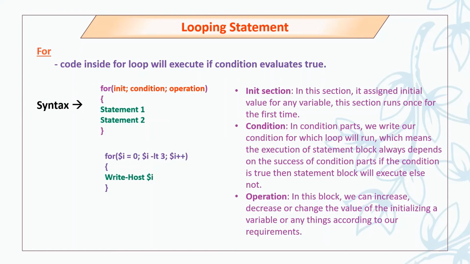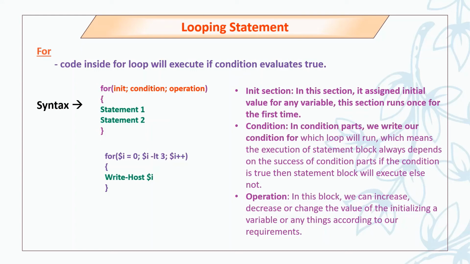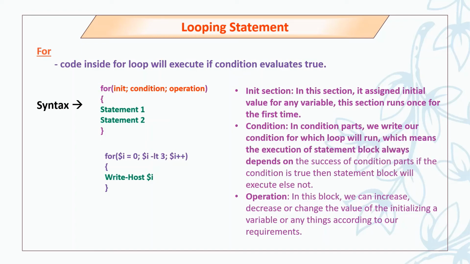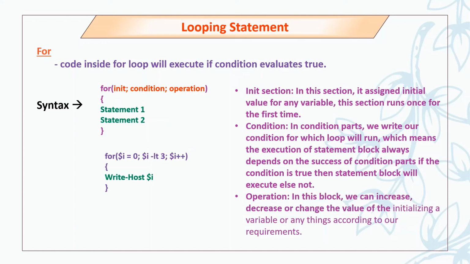Next looping statement is for loop. Code inside for loop will execute if the condition evaluates true. It has three sections. Init section. In this section, it assigns the initial value for any variable. This section runs once, the first time. In the condition part, we write the condition for which the loop will run, which means execution of statements 1 and 2 depends on the condition. If the condition is true, the statement will be executed, else not.